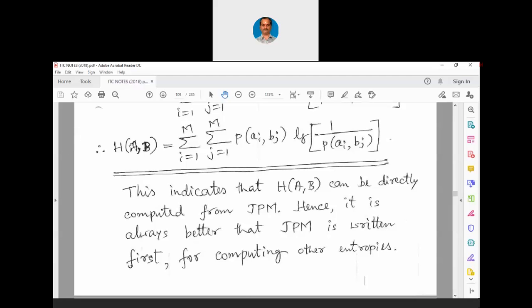Anyway, instead of computing everything mathematically in this fashion using the equations, it is better that JPM is written, because we know the data of the probabilities with the source and the destination. Now when we write JPM, it is always better that we will compute all other entropies also.